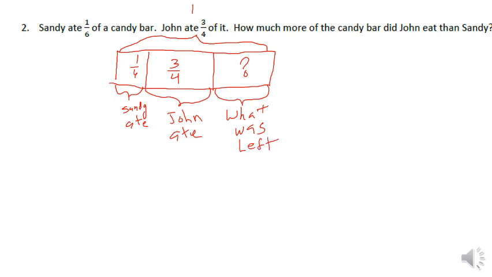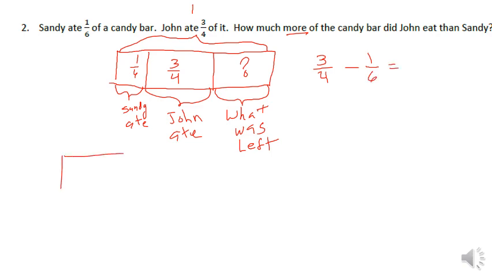Now let's go back up to the question. It says, how much more candy bar did John eat than Sandy? So this is not asking us what is left. It wants to know how much more did John eat. Well, in order to find that out, we know we have to take 3/4 and subtract 1/6 from it to see how much more he ate.